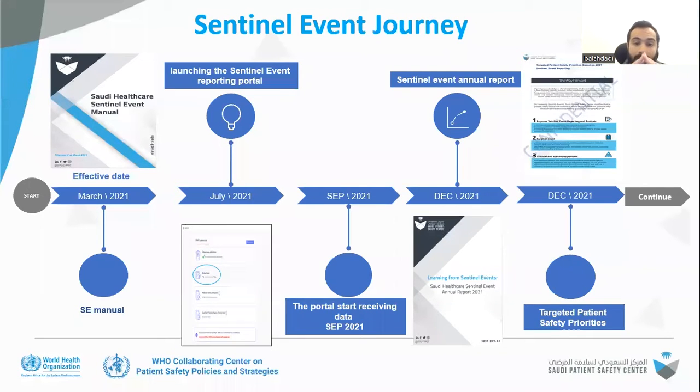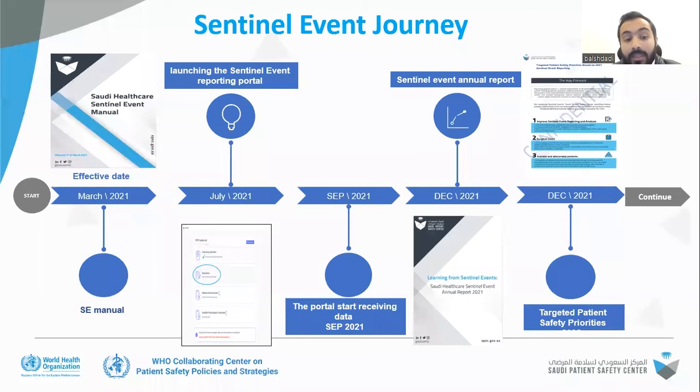Upon developing this Sentinel event manual, the Saudi Patient Safety Center portal started to receive the data in September 2021. And after that, we released the targeted patient safety priorities. The purpose of targeted patient safety priorities is for the healthcare facilities to identify, inspire, and mobilize widespread national adoption of patient safety initiatives that target the most common contributing factors or root causes of the problem.